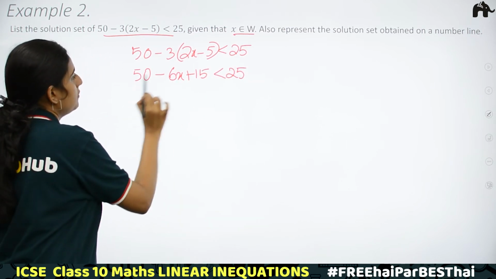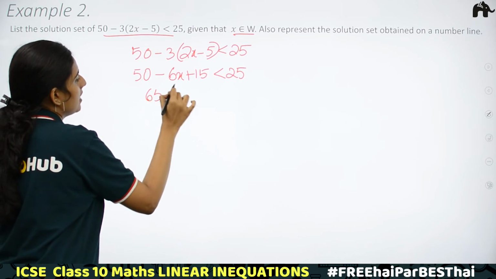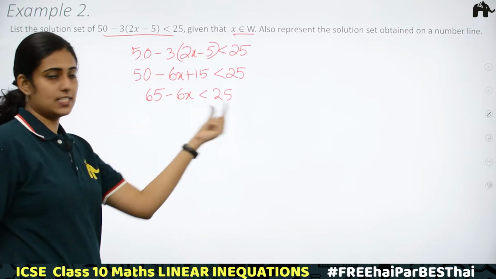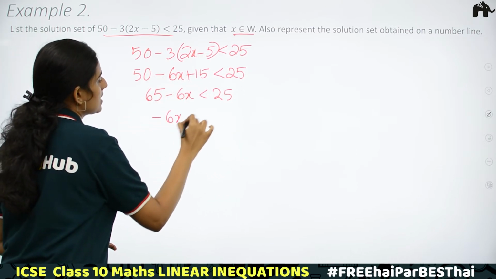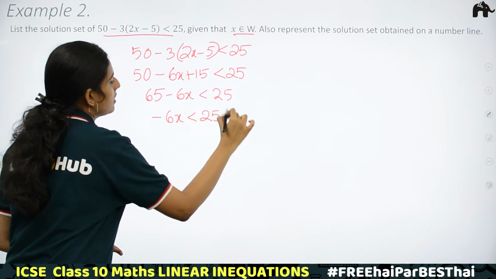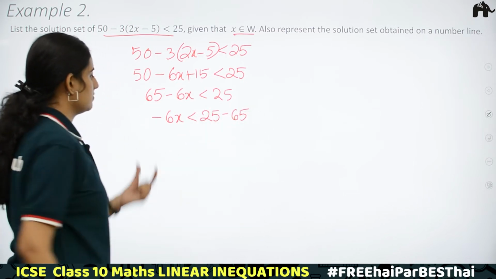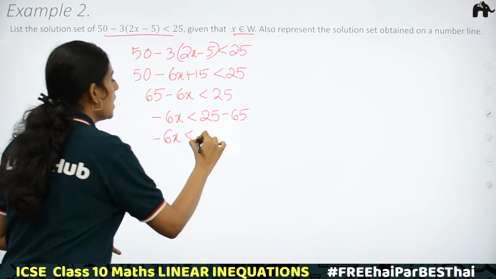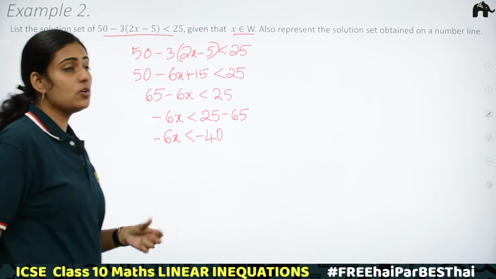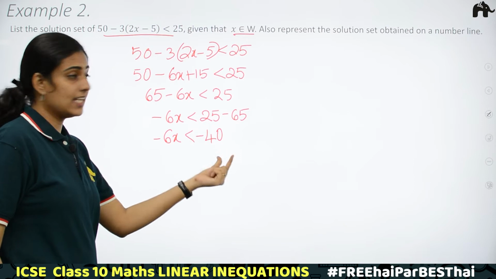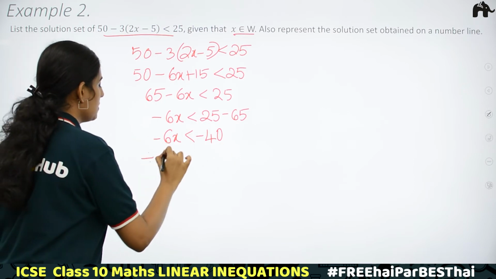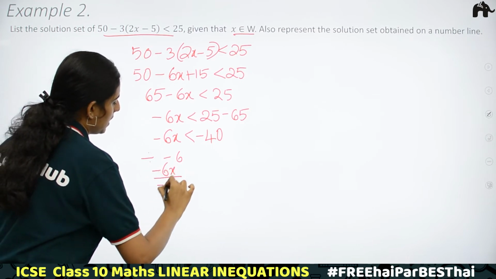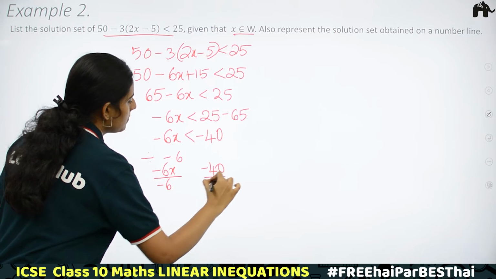Here we have 50 and 15, that becomes 65. Minus 6x less than 25. Taking the 65 to the opposite side, we get minus 6x less than 25 minus 65. Minus 6x less than 25 minus 65 is minus 40. Now, we are going to divide both the sides by minus 6. Dividing by minus 6, we get minus 6x divided by minus 6 here, minus 40 by minus 6 here.